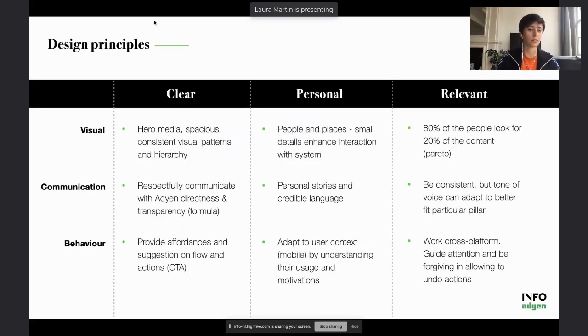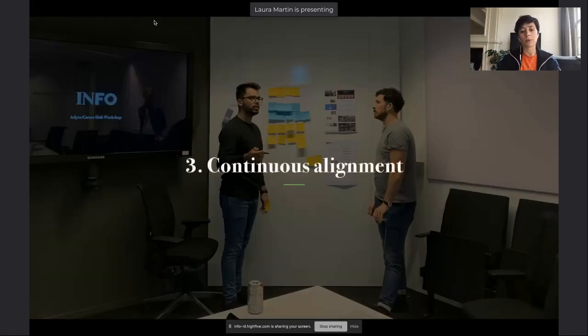I think it's interesting to see how at some point we also translated the design principles into different levels. So what it means from a visual point of view, for the communication, tone of voice, but also in the behavior interaction.